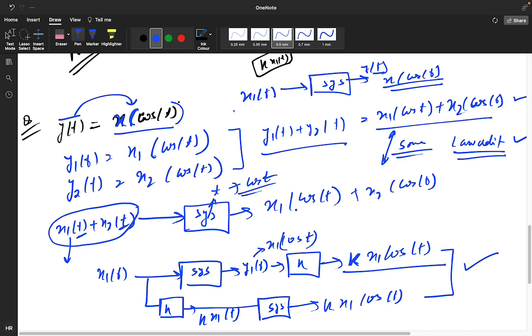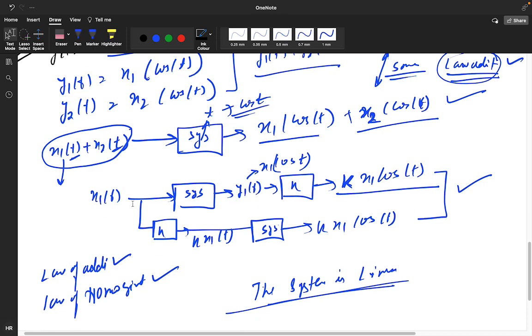That's why I will get x1 cos t plus x2 cos t. Okay, I will get like this. So these two are equal, that means the law of additivity is followed.